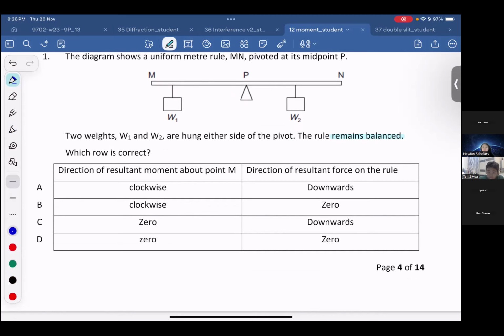How about others? Emily. Emily correct. Megan correct. Zihua correct. No problem, right? It's easy. Okay, resultant moment, resultant force, 0. Okay, we go to your page number 5.